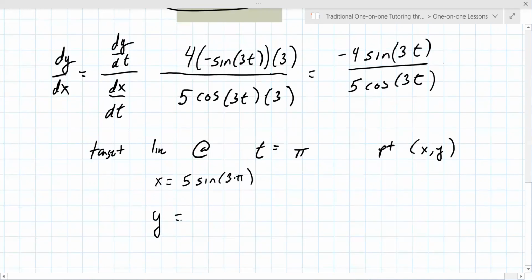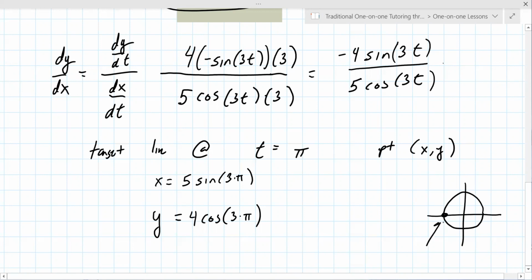Okay, yeah. So then on your unit circle, 3 pi is going all the way around, and then you go halfway around here. So what's the y value there? 0. That's sine. So this is 5 times 0, which is 0. And then here it's asking for the x value there.